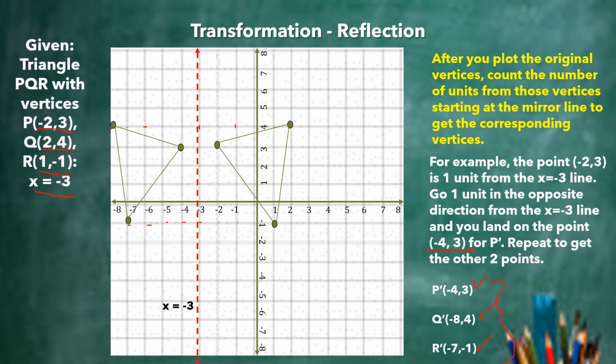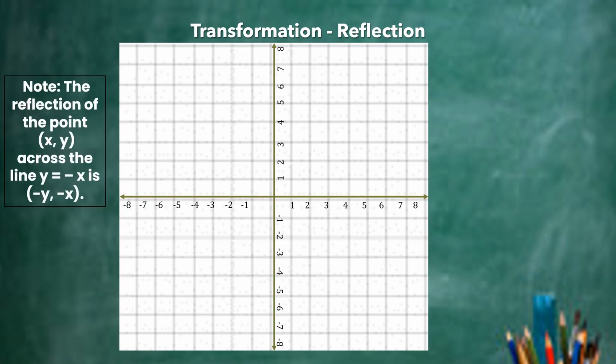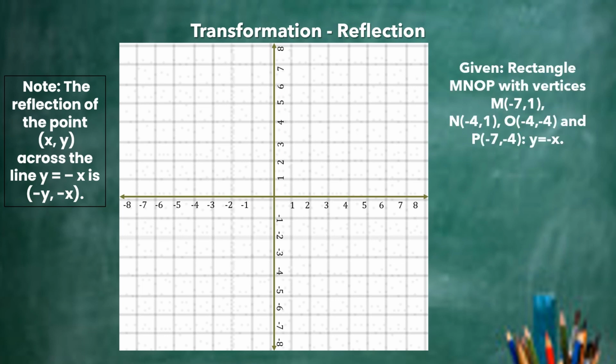Hopefully, all of it looks pretty simple to understand. But let's do one more example just to make sure. Let's do one more reflection example. This time, it would be reflected across the line y = -x. And we are given rectangle MNOP with vertices of (-1, 7), (-4, 1), (-4, 4), and (-7, -4). And again, the line of reflection or the mirror line would be y = -x.